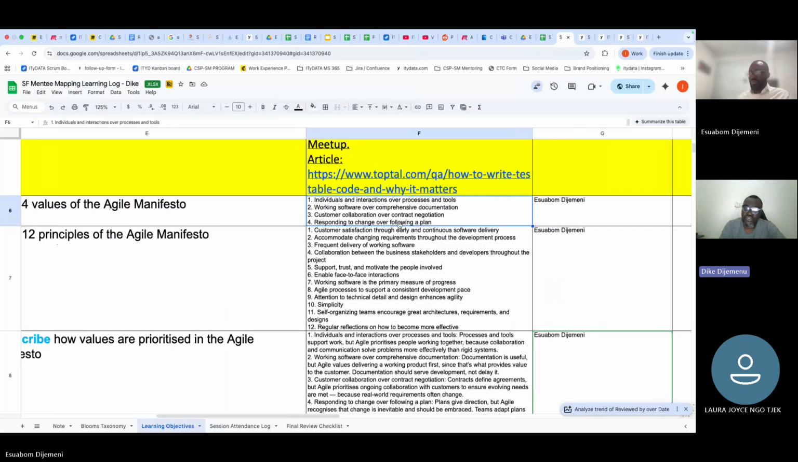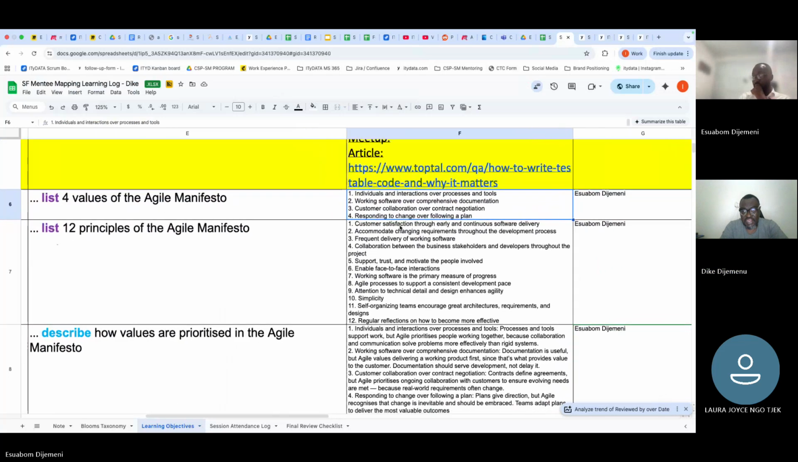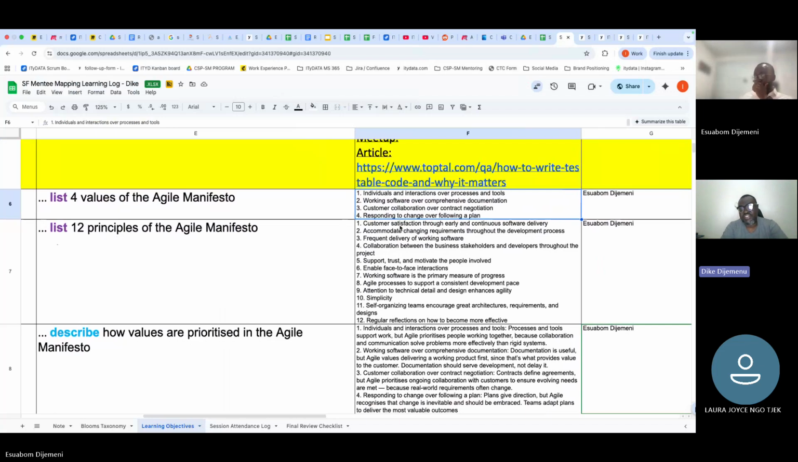And the fourth one is responding to change over following a plan. Agile emphasizes flexibility. So the idea is this: of course, there will be plans on what to do, but it's more flexible. Agile incorporates feedback more frequently than other methods. So these are the four values of Agile I was able to find out. Sorry, the four values of the Agile Manifesto.